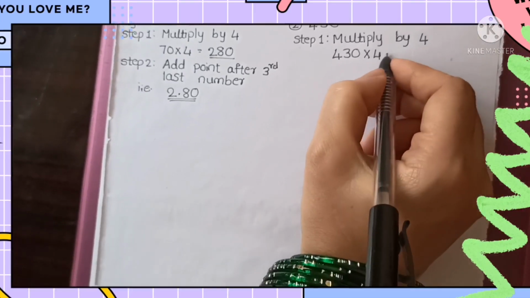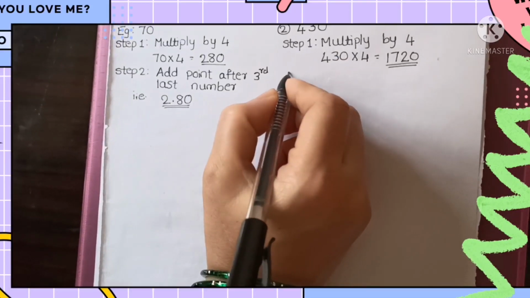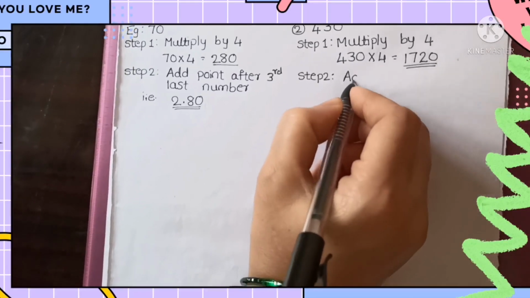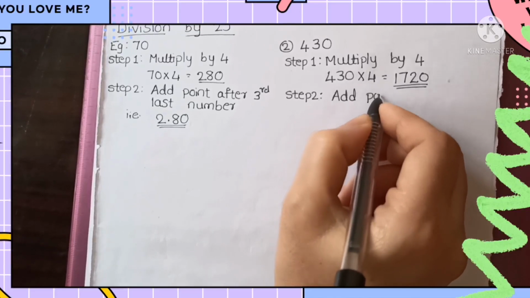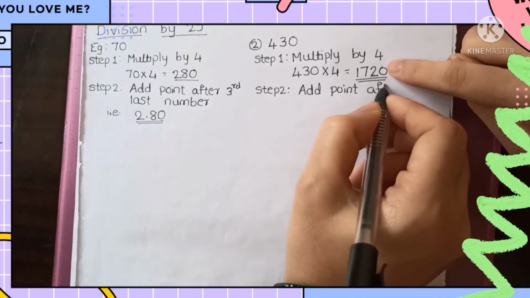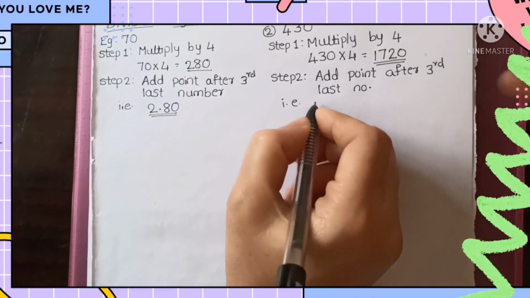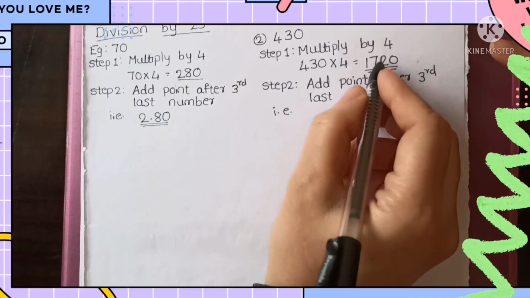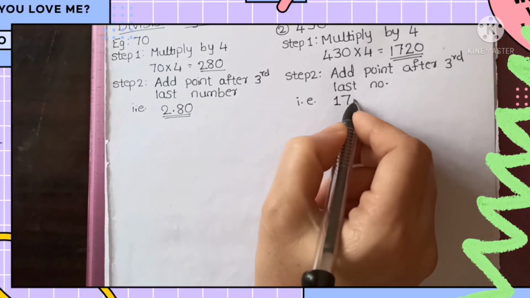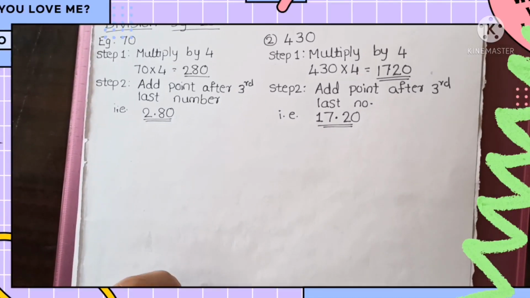We get the answer as 1720. So let's move on to our second step. According to example 1, we will add a point after the third last number. This is last number, this is second last number, this is third last number. In this example, our third last number is 7. So we will add a point after 7. Not before 7. We will add a point after 7. So our answer will be 17.20.